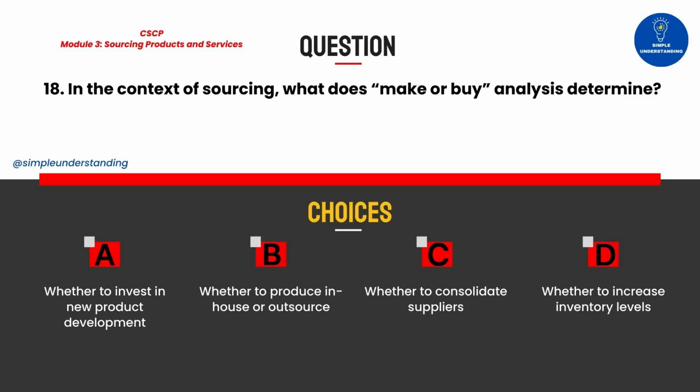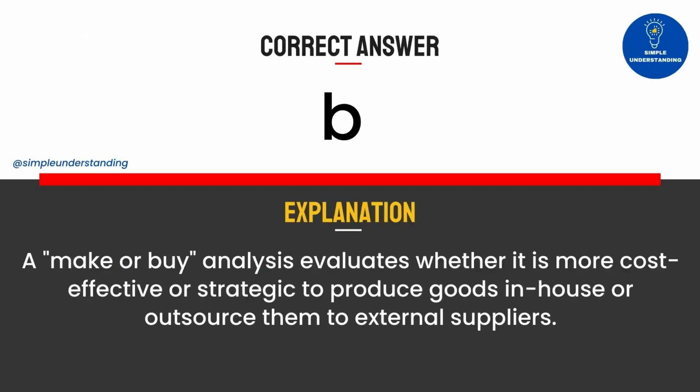18. In the context of sourcing, what does make or buy analysis determine? A. Whether to invest in new product development. B. Whether to produce in-house or outsource. C. Whether to consolidate suppliers. D. Whether to increase inventory levels. Correct answer B. Explanation. A make or buy analysis evaluates whether it is more cost-effective or strategic to produce goods in-house or outsource them to external suppliers.